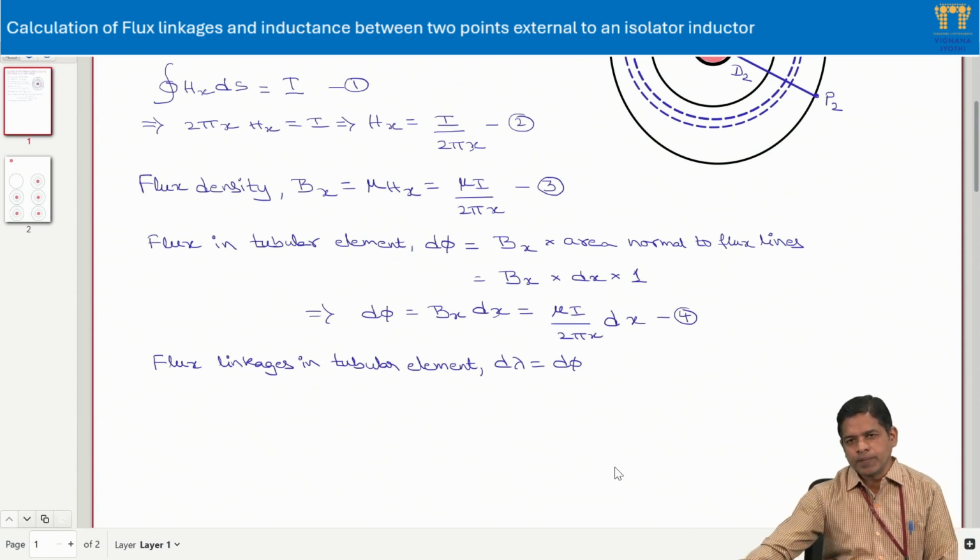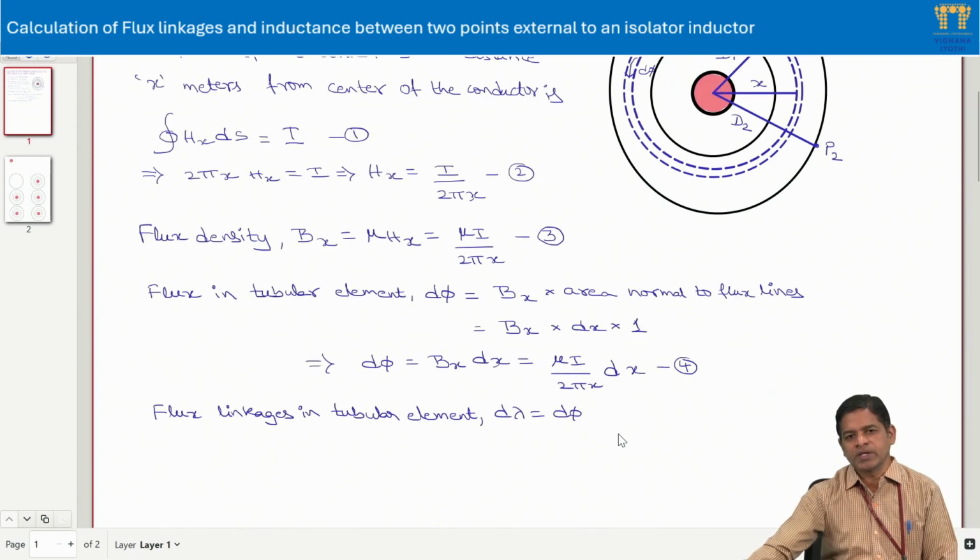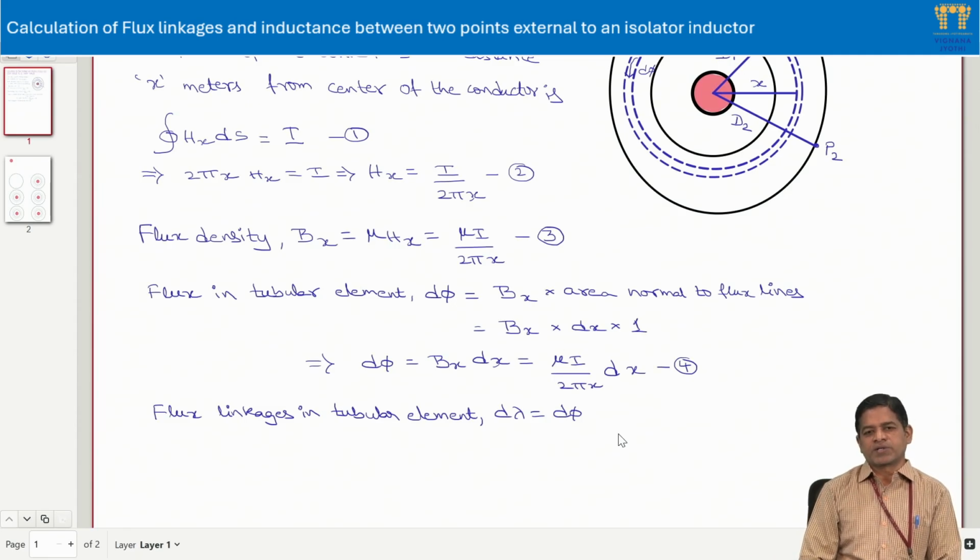But you can see that we are considering the flux which is external to the conductor, so it links the entire current which is flowing in the conductor. So that is the reason why the fraction of current which is linked by it will be equal to 1. So in this case, the flux linkages in this tubular element d lambda will be equal to d phi. Already we have got an expression for d phi in equation 4 that I can substitute here. Then this becomes d lambda is equal to mu I by 2 pi x into dx.